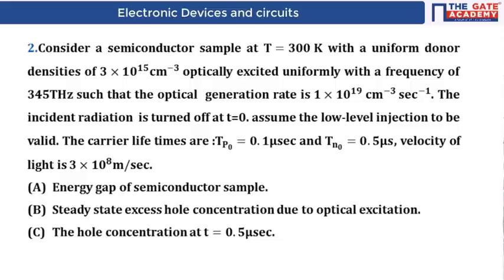The incident radiation is turned off at T equal to 0. Assume low level injection to be valid. The carrier lifetimes are tau P naught is 0.1 microseconds and tau N naught is 0.5 microseconds. Velocity of light is given to be 3 into 10 power 8 meter per second. The first part of the question is to find the energy gap of the semiconductor sample. The second part is the steady state excess hole concentration due to the optical excitation. And the third part is the hole concentration at T equal to 0.5 microseconds.